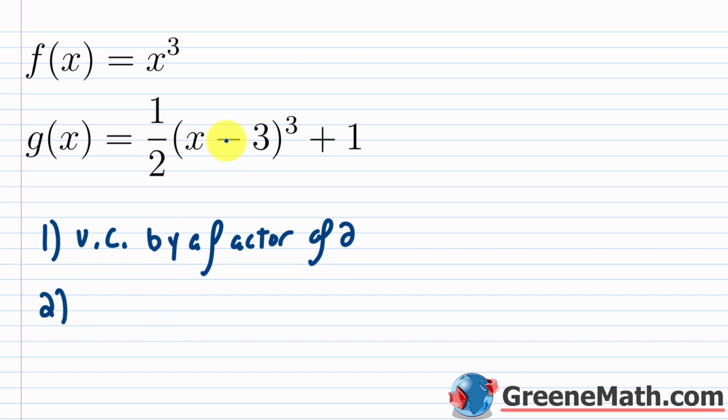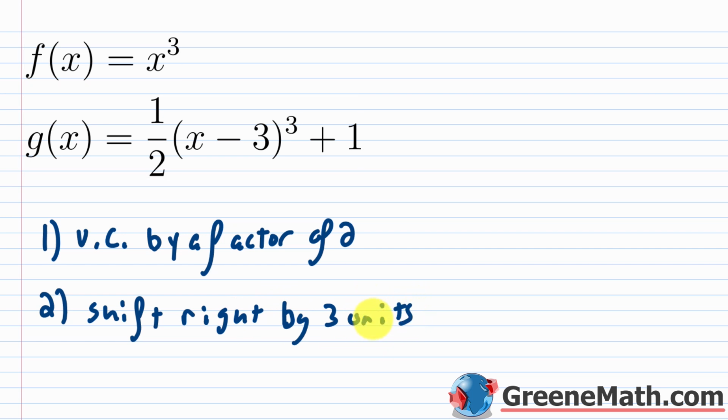Now, the second thing, I'm going to go inside the parentheses. This is going to impact x here. And remember, with the horizontal transformations on x, you have to undo what's being done to x. Here we have x minus 3 on the inside, so to undo that, I want to add 3. That's going to shift me to the right by 3 units. So we're going to shift right by 3 units. And then when we get back on the outside, we have this plus 1. Again, that's vertical, so we want to shift up by 1 unit.